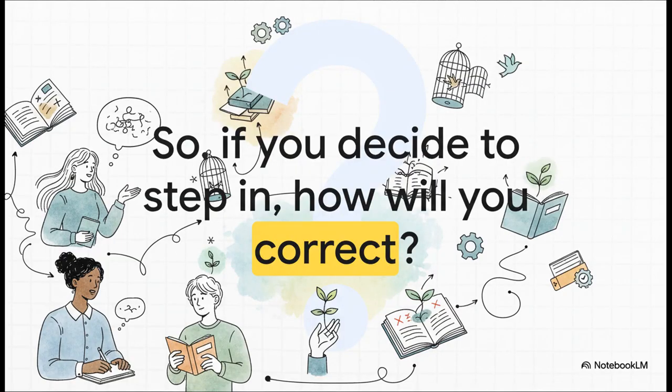Okay, so you've gone through your mental checklist. You've decided, yep, this one needs correcting and it's got to be me. So now what? What do you actually do? This is where the toolkit comes in. Let's look at some really practical techniques for handling those spoken errors.